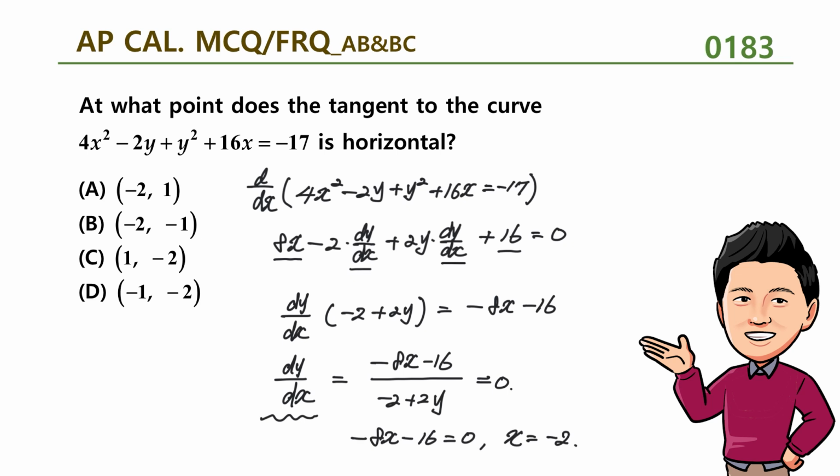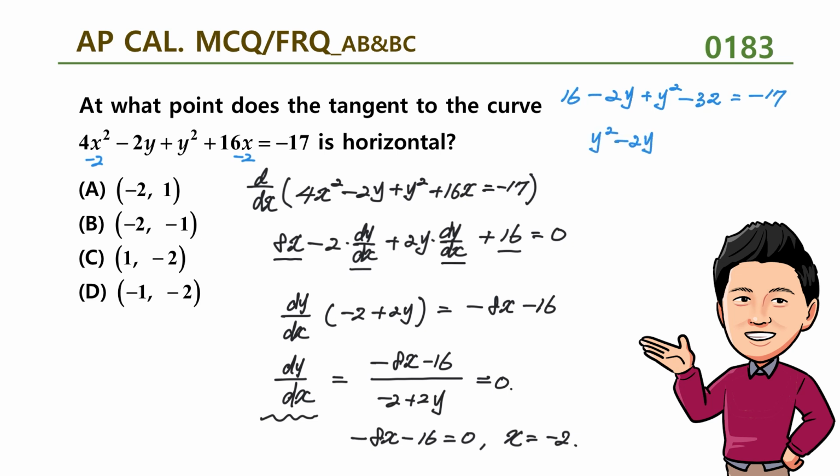And if x is equal to negative 2, what is the value of y? We have to substitute negative 2 into the original equation and solve it to find y. So 4 times negative 2 squared, that's 16, minus 2y plus y squared, plus 16 times negative 2, minus 32, is equal to negative 17. So that's y squared minus 2y.